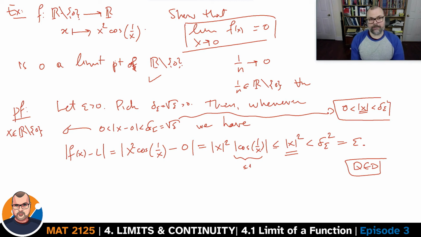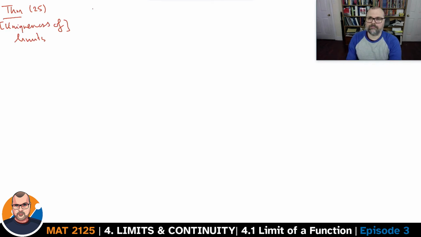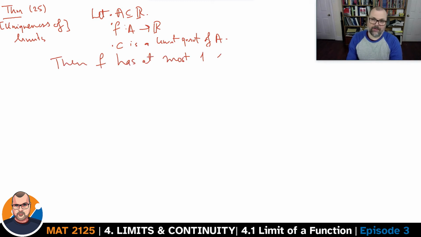But again, we've shown that the limit of this funky function when x goes to 0 is in fact 0. As was the case with sequences, if a function has a limit at a given limit point, then it has at most one limit. It cannot have multiple. Assume F is a function from A to R, and C is a limit point of A. Then F has at most one limit at C.